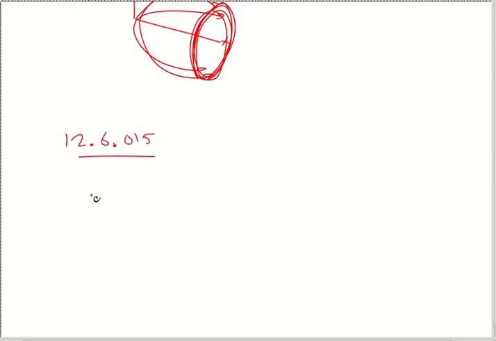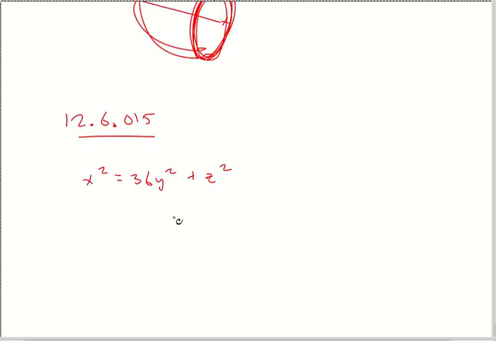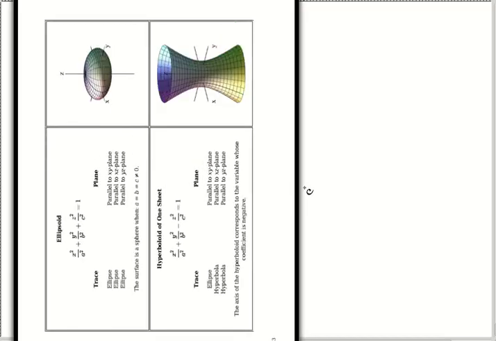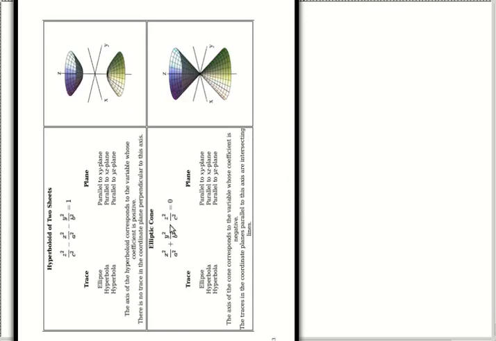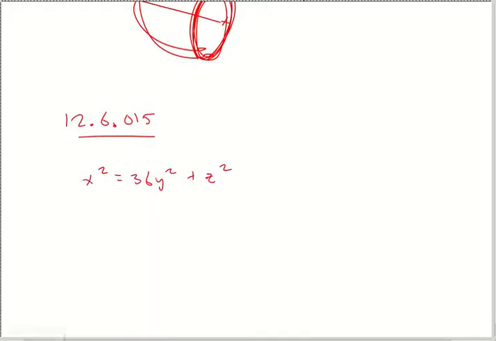12.6.015. So I got x squared is equal to 36 y squared plus z squared. And I'm looking to see what kind of shape this is. Again, you can go back and look at these things. I'm not going to do this every time. It's actually a cone, because really what's going on is that when this moves over, you have something plus something equals something. Some things to note is that they're all squares. So that tells you at least where you're going. There's no constant. That's the biggest indicator that it's actually going to be a cone.